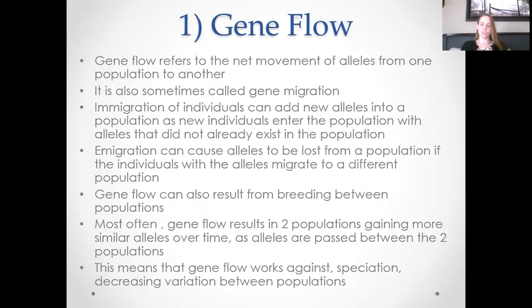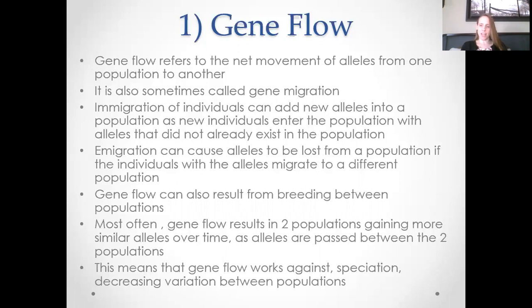So usually gene flow results in the 2 populations gaining more similar alleles over time, so the populations become less different from one another, less distinct, because the alleles are being shared between the 2 populations essentially. So gene flow works against speciation.